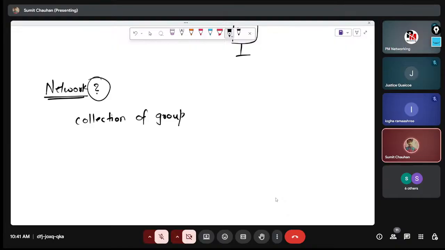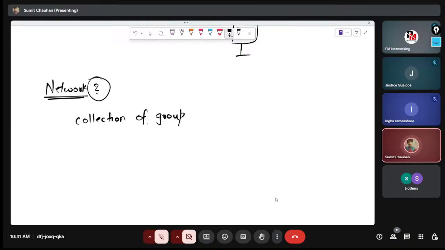Because I need to share data, and to do that, at least I need two people. One is the sender and one is the receiver. So a collection can be more than one, not a single person. If there's a single person, then there is no need of sharing data, because that person is both the sender and the only receiver. So why do we need a network? When we have a collection of devices, like multiple people, and I want to send the data, then I would require a network.